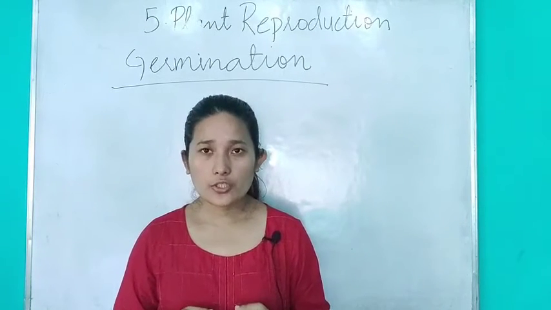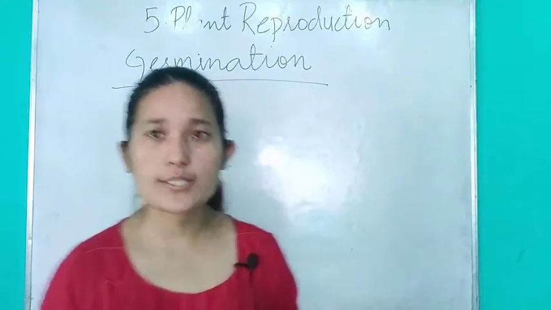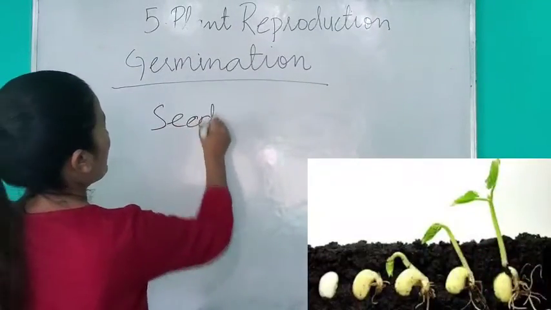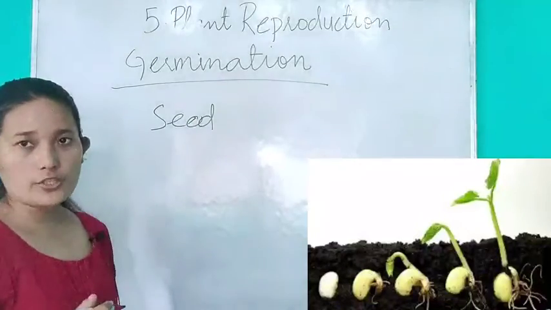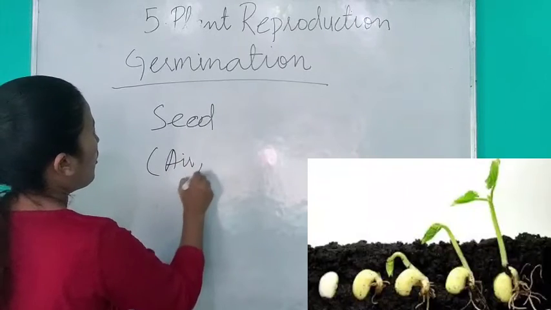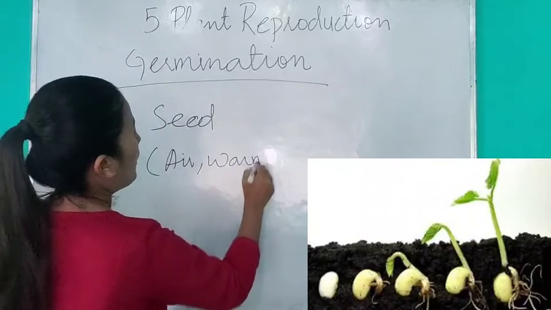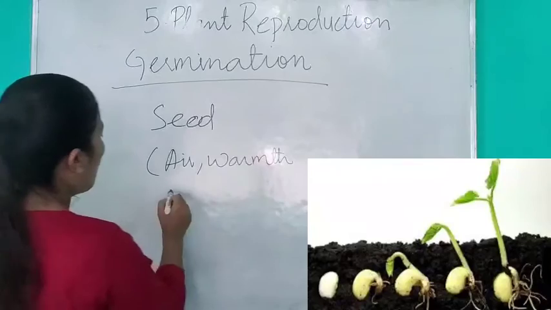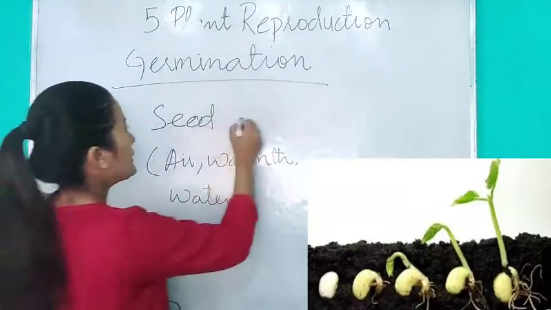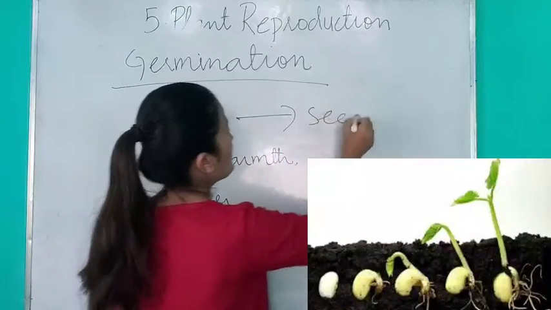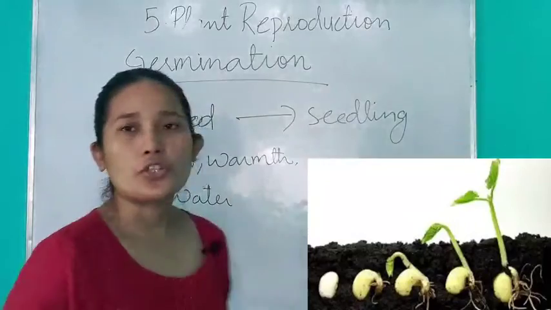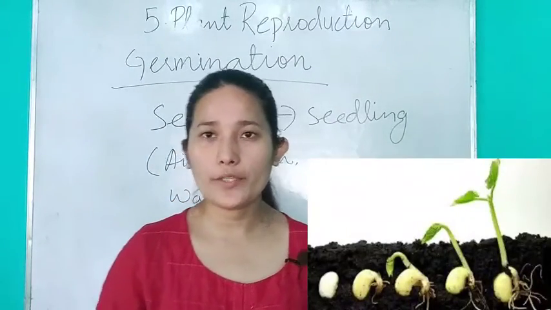Now what is germination? Germination is the process in which your seed, under favorable conditions, what are the favorable conditions? Air, warmth and water. Under the favorable condition, the seed gives rise to seedling or baby plant. So this process is known as germination.